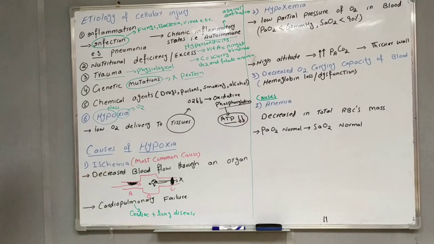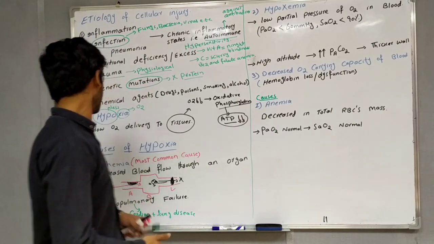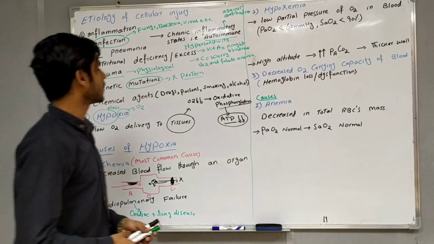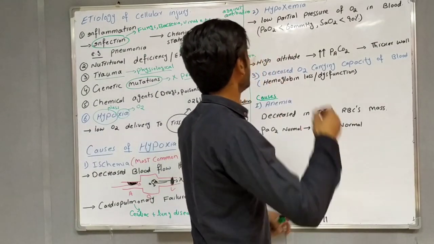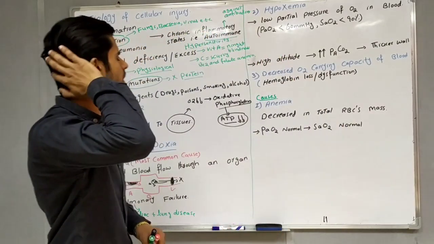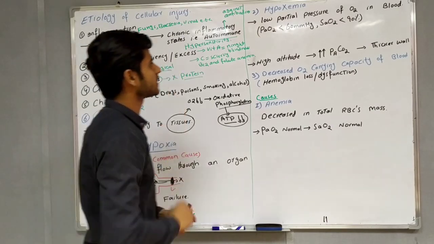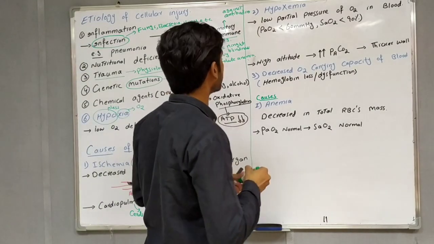So that was a little about ischemia. We will now discuss the second cause of hypoxia. The second cause of hypoxia is hypoxemia. Hypoxia and hypoxemia are different. We will discuss that. What is that?